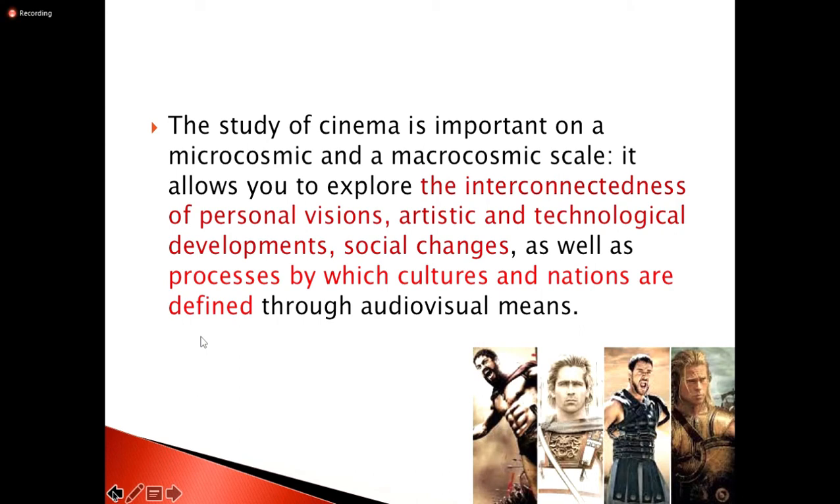So Memoirs of Geisha actually brings out a cultural definition of how Japan sees geisha. This is very important for people from other countries to understand how they see geisha in their culture. So that's what is explained here, by which cultures and nations are defined. It conveys how Japan and geisha are defined throughout the movie. You may not agree, but this is what it means.